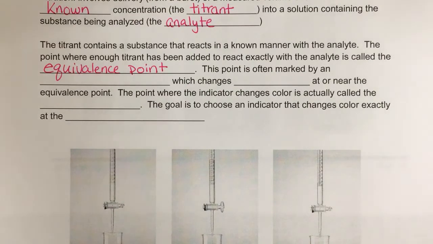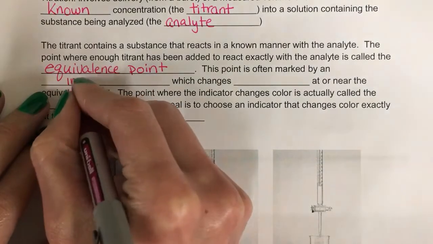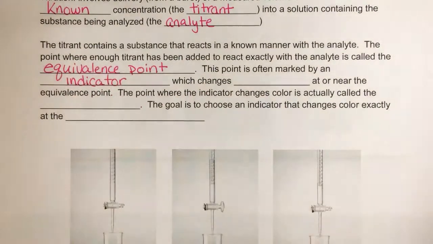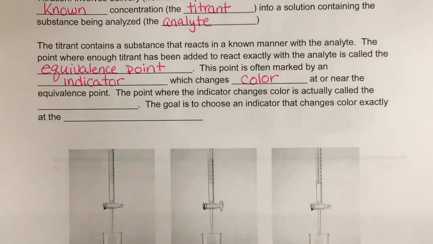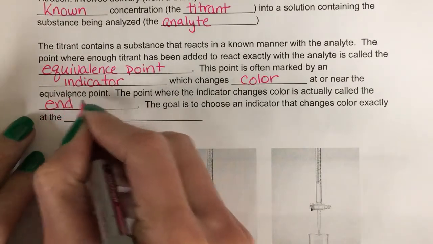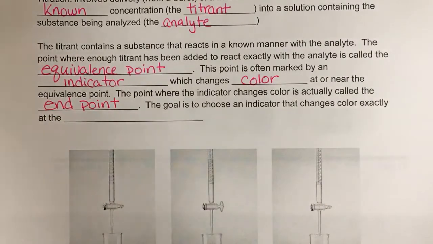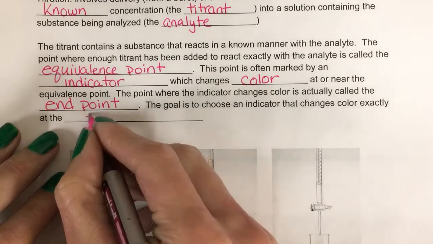Now, I'm going to have to actually add something called an indicator, for most of my reactions, not all, but most. The indicator changes color, and this is going to allow me to know that the reaction is done. I want an indicator that changes colors at or near the equivalence point. Now, this actually has a different term all on its own. The point where it changes color is called the end point. When I choose my indicator, I want to choose carefully, and I want to choose an indicator that changes color with its endpoint really, really close to the equivalence point.